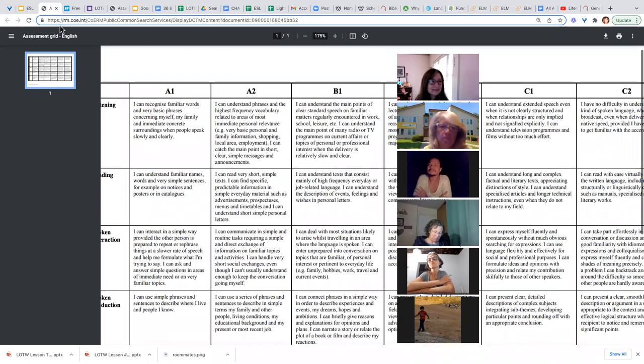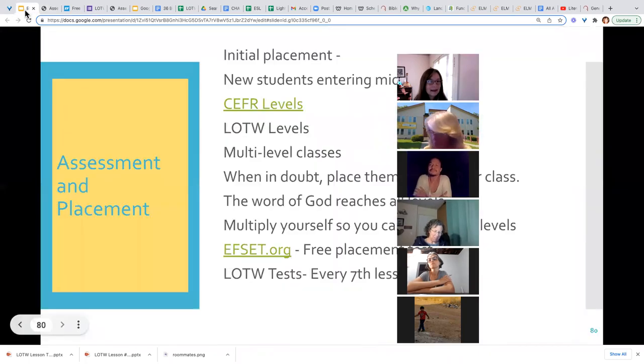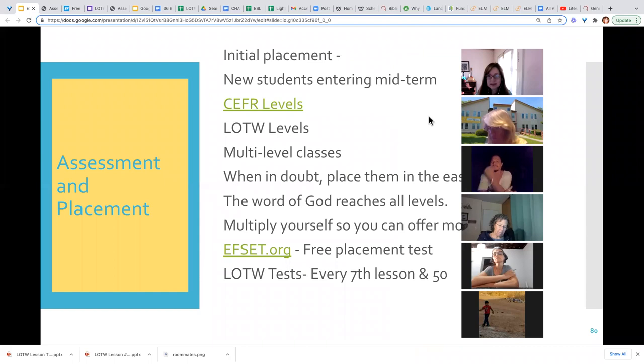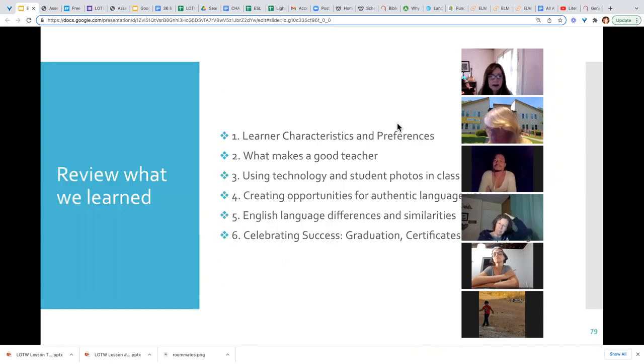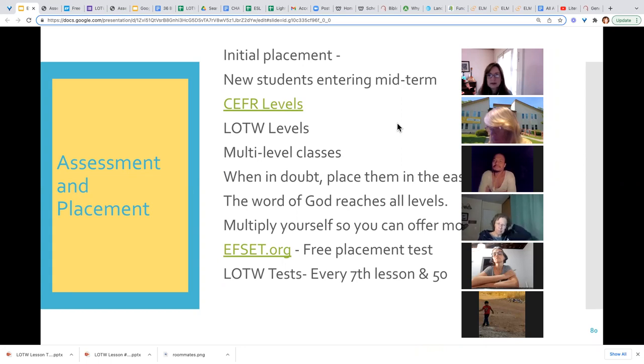Okay, thank you. So basically, if you have a new student and you want to see what level they are going to be at, you're going to give them an assessment. Right now for the Light of the World materials, we only have a beginning level assessment. And with that assessment, you'll be able to see if they should be in level A1 or A2.